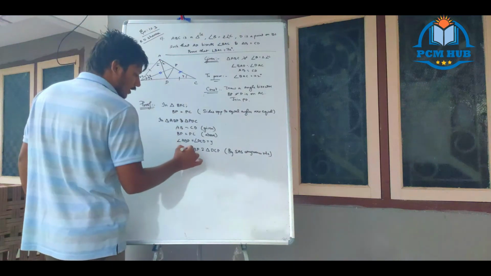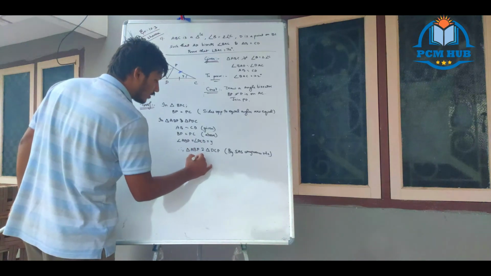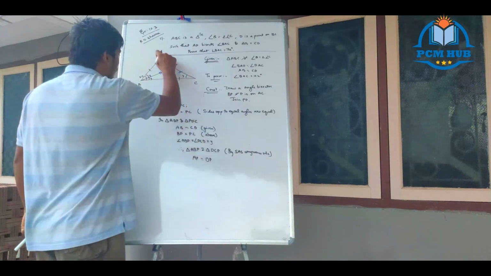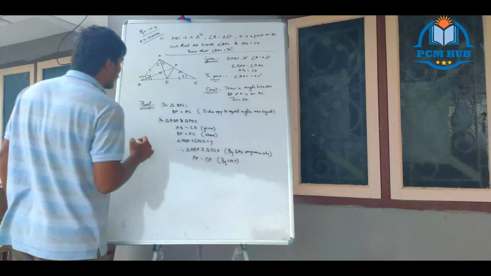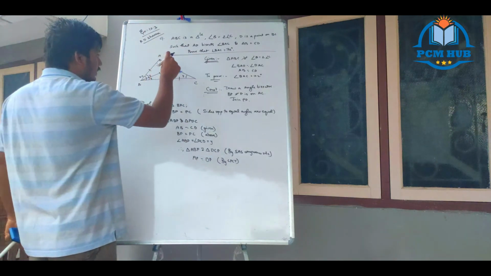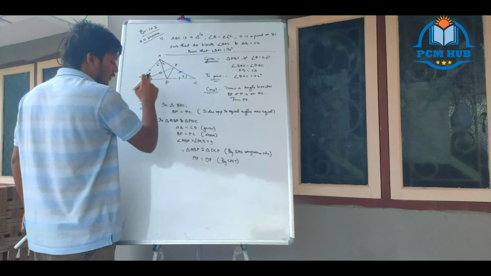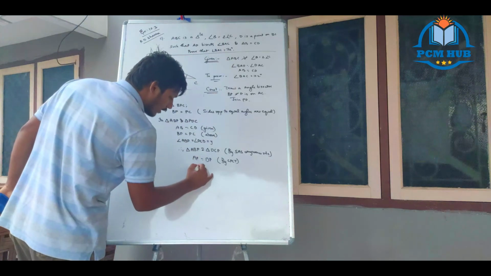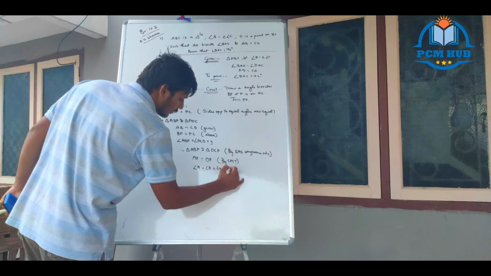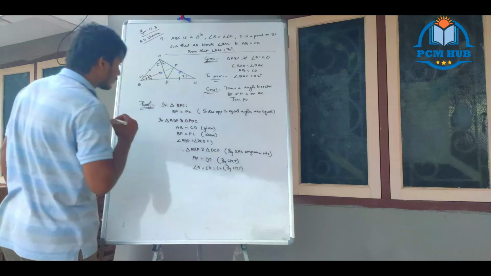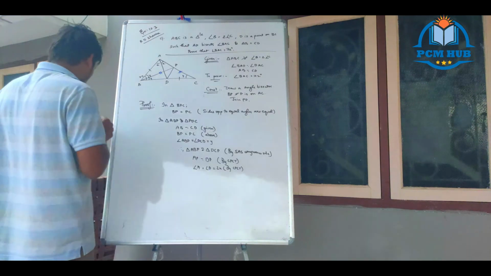Next, ABP equal to DCP, so now we will use CPCT. What is the CPCT here? AP equal to DP, by CPCT. One more is there. What is that? Angles. Angle A is equal to angle D, equal to 2x by CPCT. This is how you have to use congruence and this technique here.